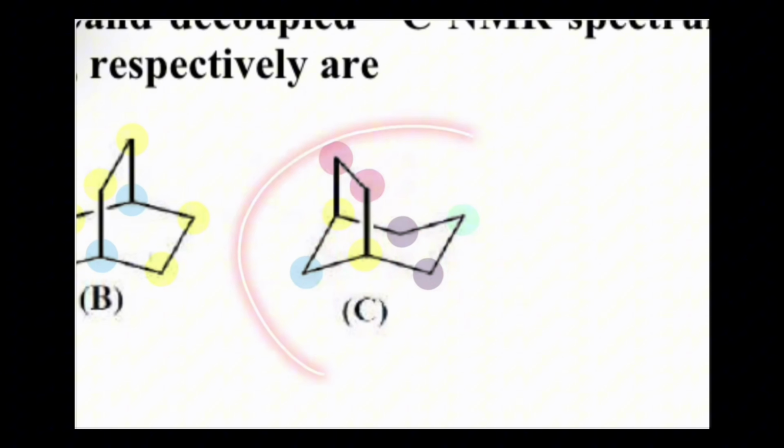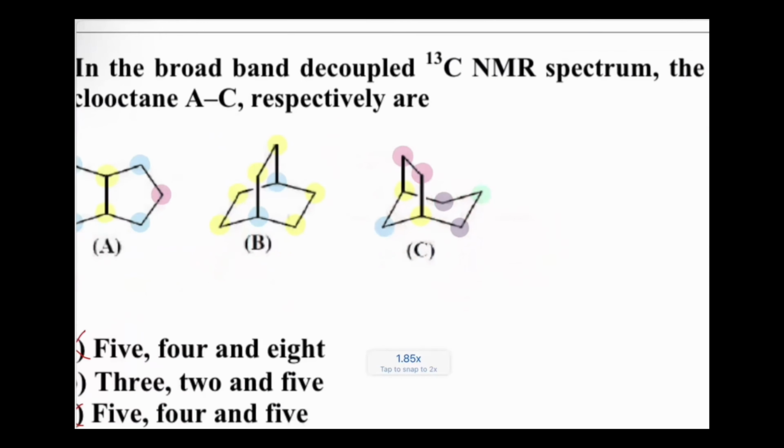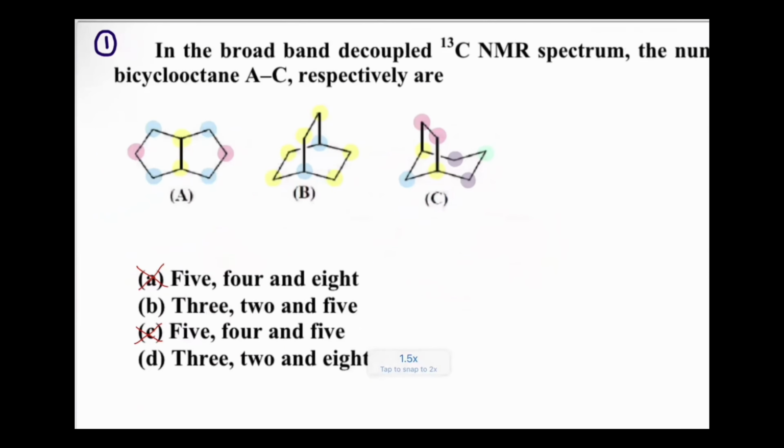And now in total from this molecule, we got the first peak corresponding to this carbon, the second peak corresponding to these 2 carbons, the third peak corresponding to these 2 carbons, the fourth peak corresponding to these 2 carbons, and the fifth peak from this carbon. So in total there will be 5 peaks from this molecule in carbon 13 NMR. So the answer will be 3, 2, 5. So the correct option is option B.